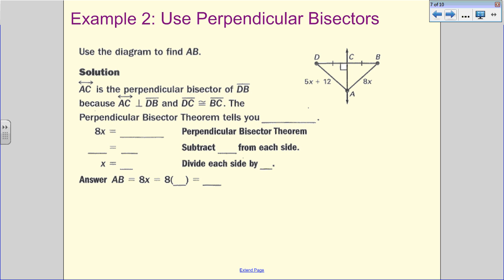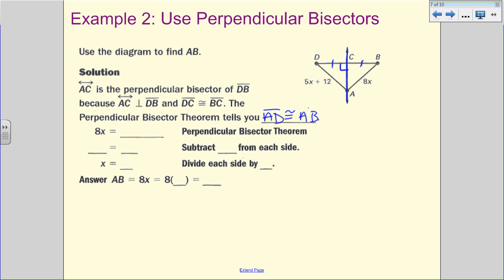So let's take a look at how we can use that in example 2. We have the diagram, and we want to find AB. We know this line is the perpendicular bisector. I have a 90-degree angle and two congruent segments, so that's the perpendicular bisector of DB. And so the perpendicular bisector theorem tells me that AB is congruent to AB. So they're equal segments.